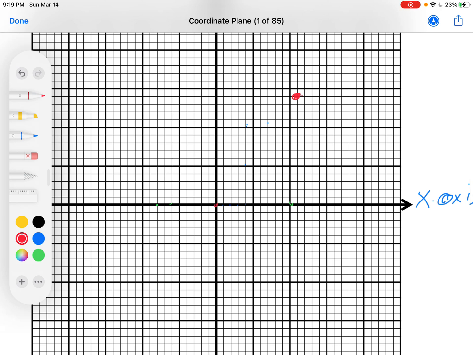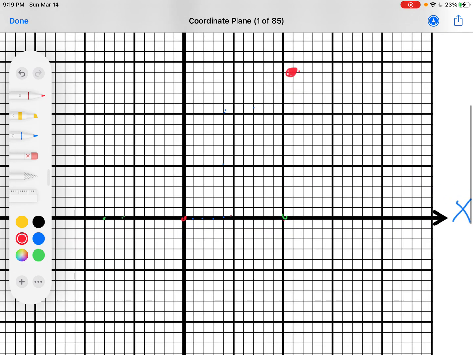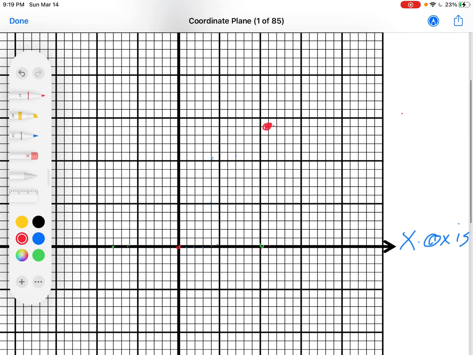Do I have to go right or left? I have to go right. How much? Well, 5, 10, 11. That means the x-coordinate is positive 11. Then do I have to go up or down? I have to go up. 5, 10, 11, 12, 13, 14. Up 14. That means the y-coordinate is positive 14.